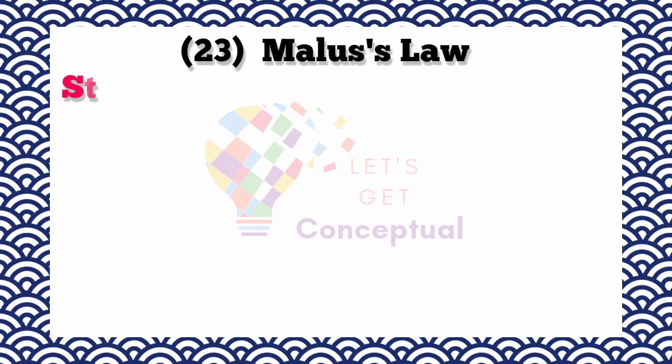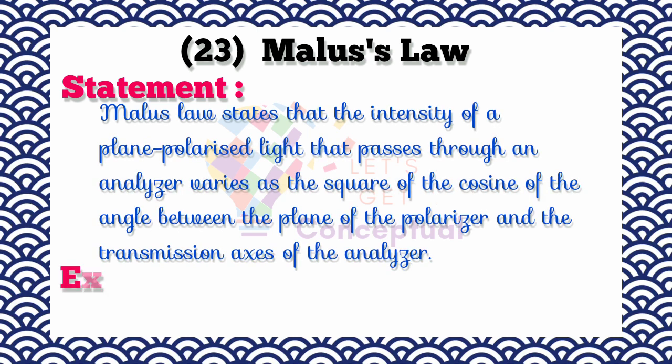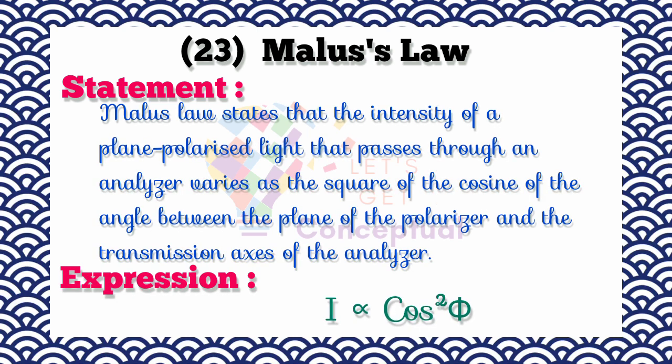Number 23. Malus's law. Statement. Malus's law states that the intensity of plane polarized light that passes through an analyzer varies as the square of the cosine of the angle between the plane of the polarizer and the transmission axis of the analyzer. Expression: I is directly proportional to cos square phi.